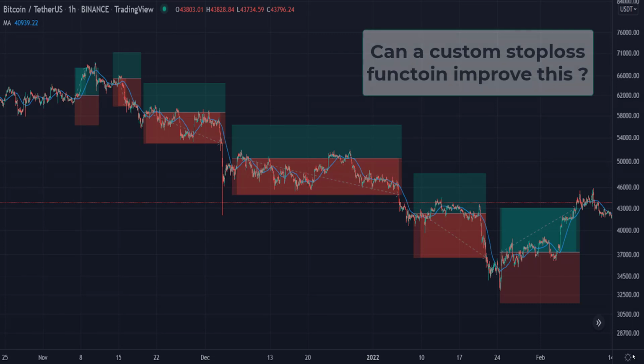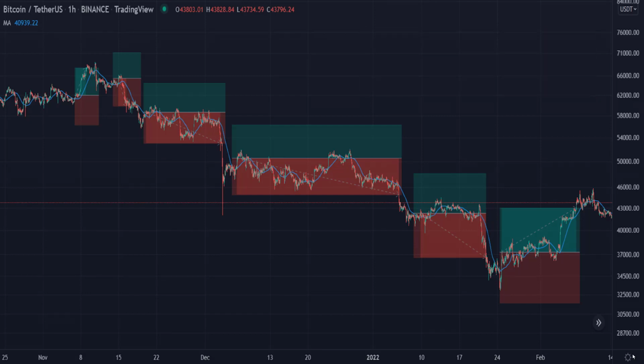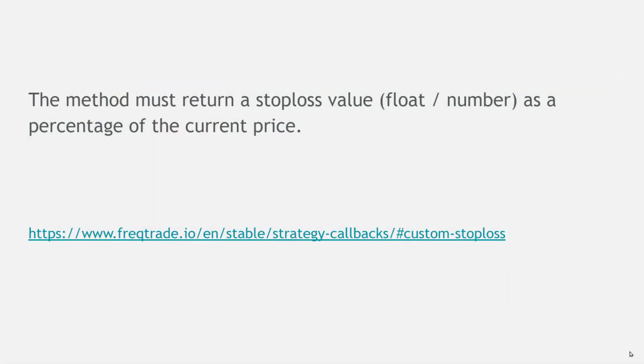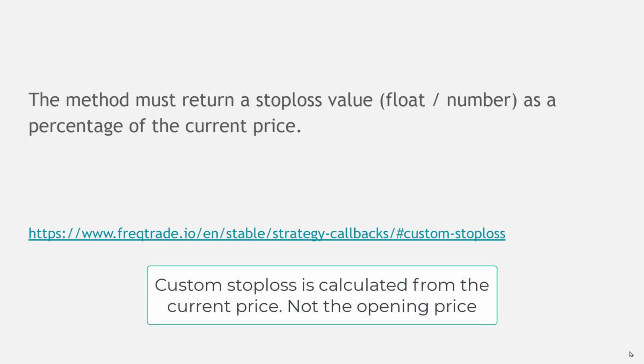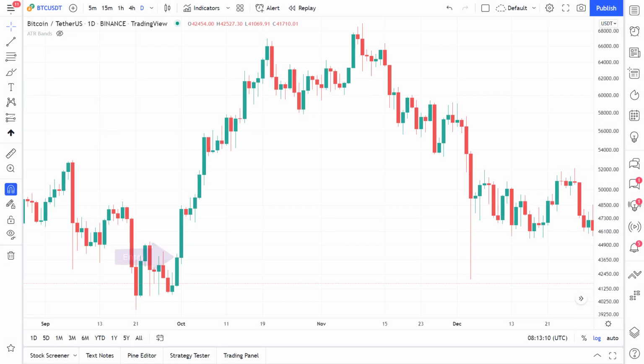And maybe now you could think that the built-in custom stop loss could be an answer to this problem, because you are not dependent on percentages of the buy price and such. But then I have to disappoint you a little bit, because the custom stop loss function is also a percentage-based function. The only major difference is that it calculates the stop loss distance from the current price and not from the opening price, as far as I know. So if the custom stop loss is dependent on the current price and this price is moving up, then so does this custom stop loss.